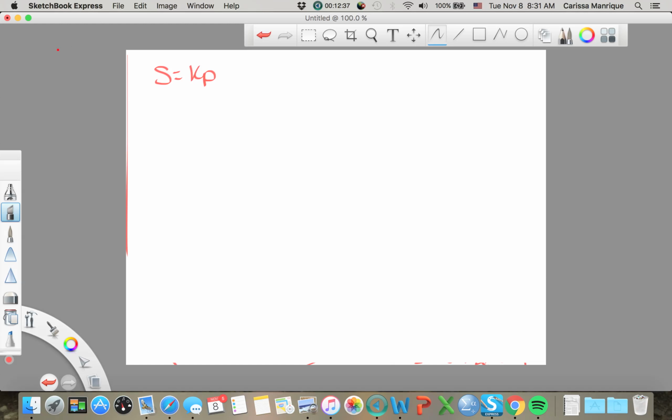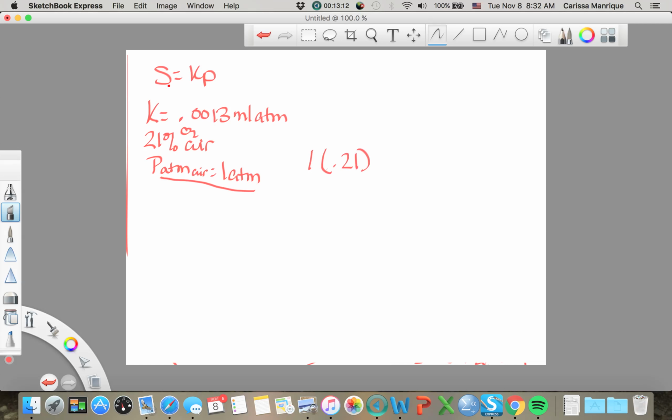The K they gave us is 0.0013 molarity per atmosphere. We know that oxygen is 21% of the air pressure. The total pressure of air is 1, but oxygen is only 21% of that, so you do 1 times 0.21. Why 0.21? Because a percent is always the number over 100, which equals 0.21. So if I do 1 times 0.21, then the actual pressure is 0.21 atmosphere.